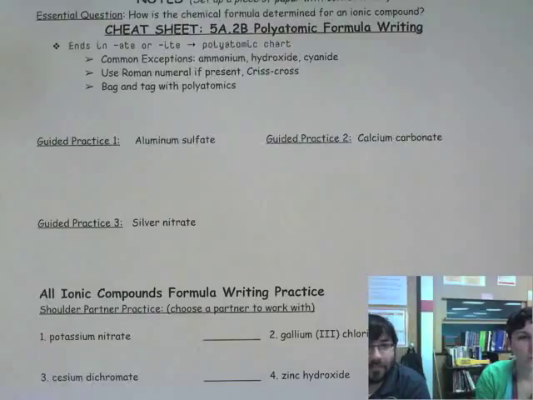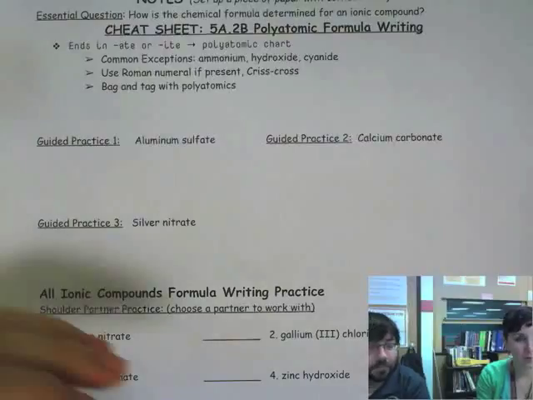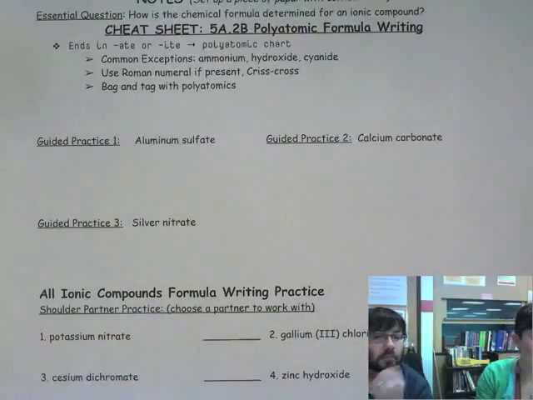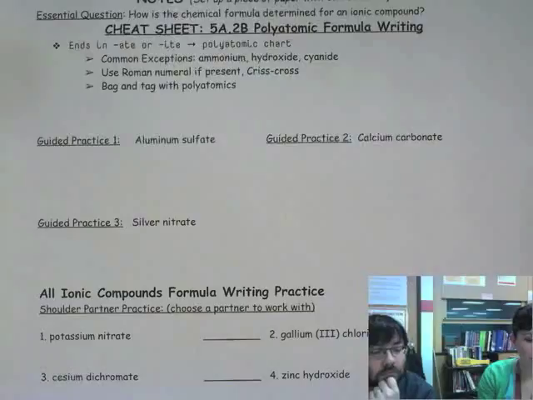Okay, so we talked about naming polyatomic ions. Now we're going to go the other way. We have the name. We need to write the formulas down. Oh, okay. So we're just going backwards. So the same thing we did before. The first thing that we have to do is what?